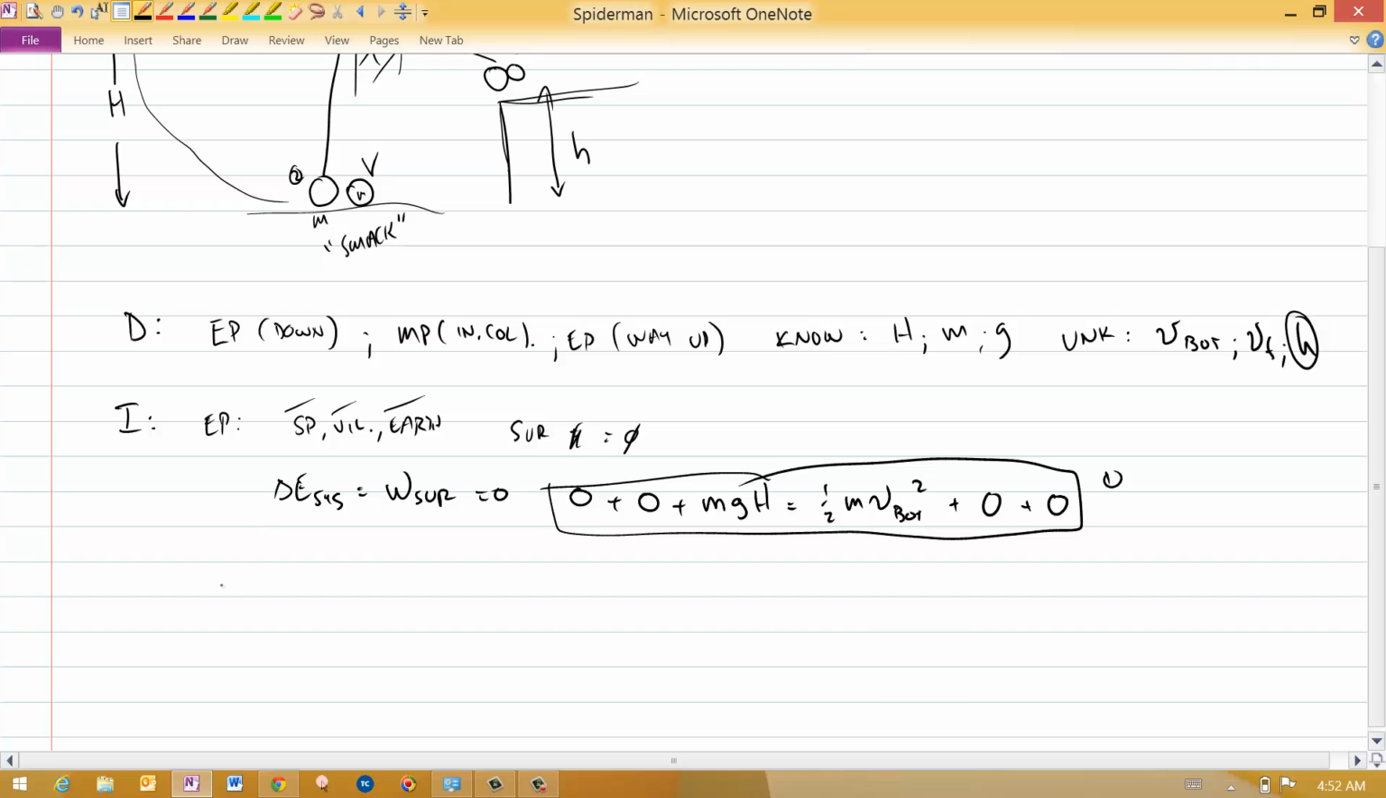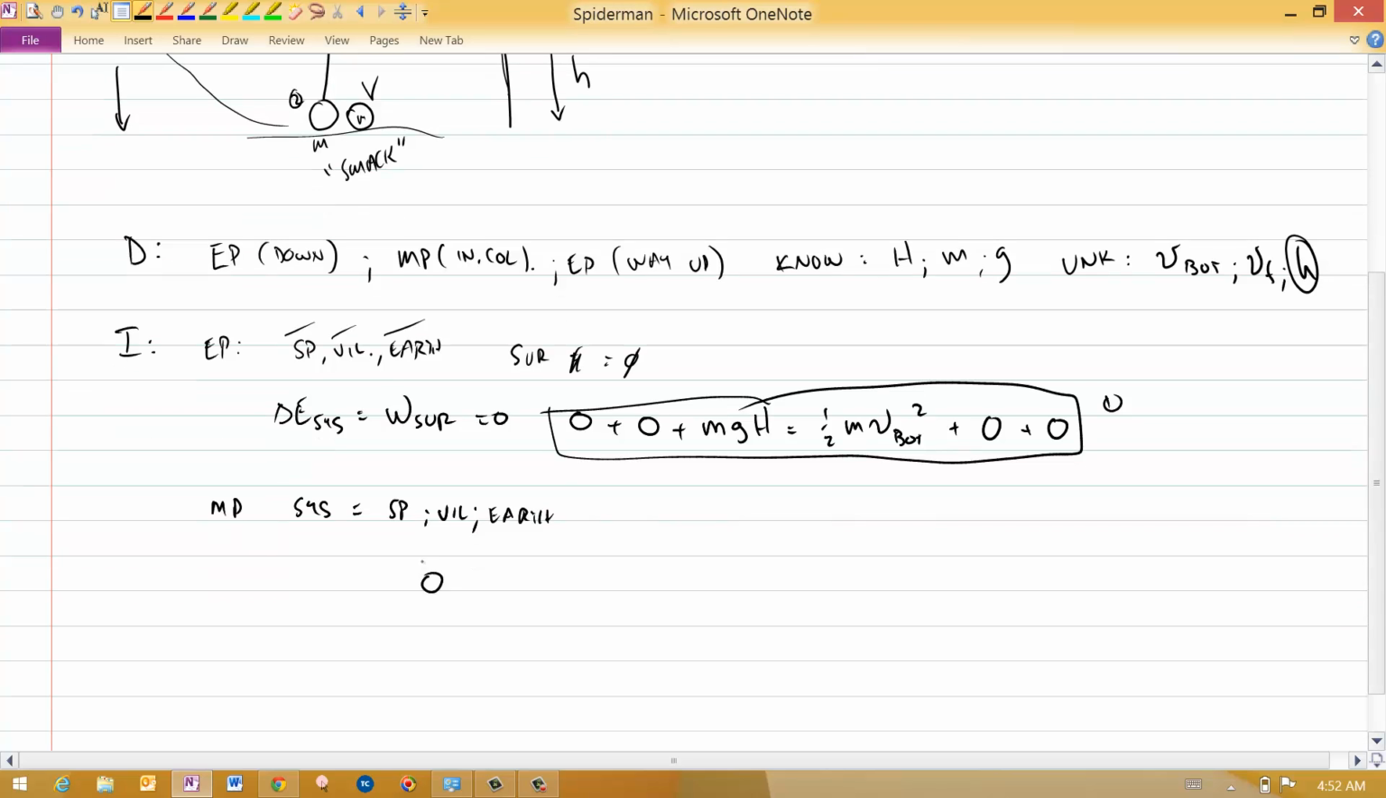And now we do the collision momentum principle. We'll say that the system is the same one, Spider-Man, the villain, and the Earth. So that collision happens. My initial state is Spider-Man's mass going with v bottom, and here is the villain at rest. That's the initial state. The final state is the two of them together just before they start to leave the ground. They've got what I'm calling the final.